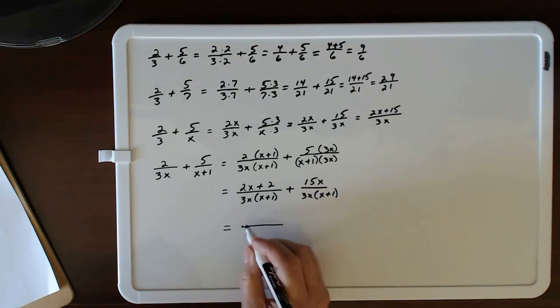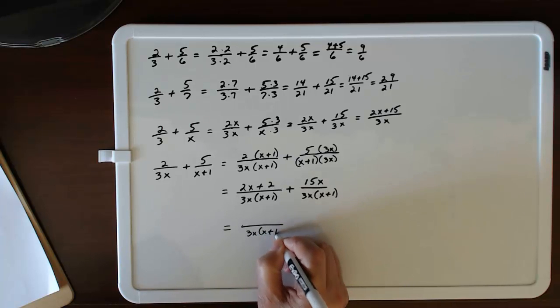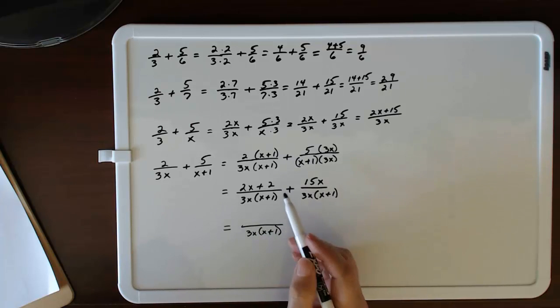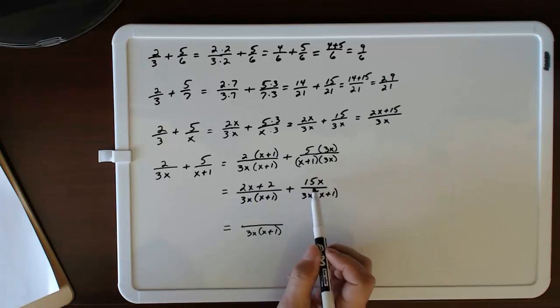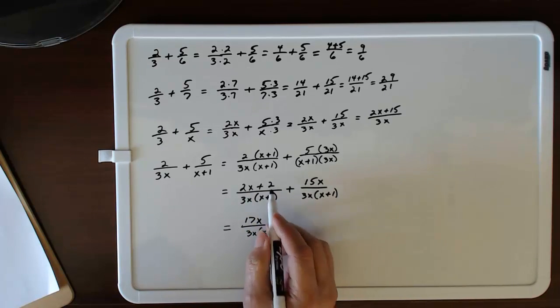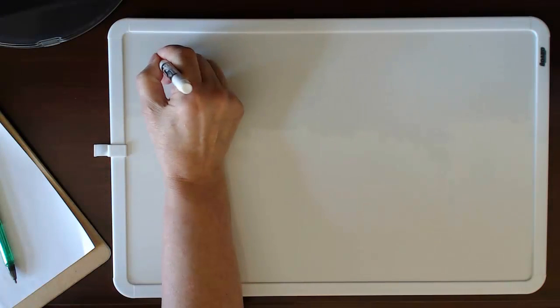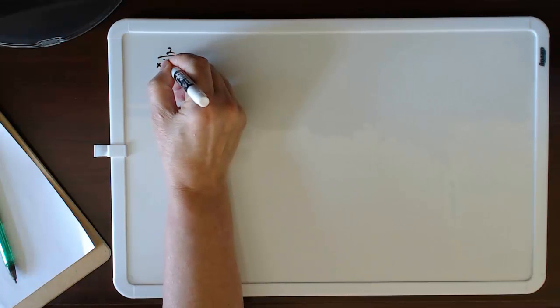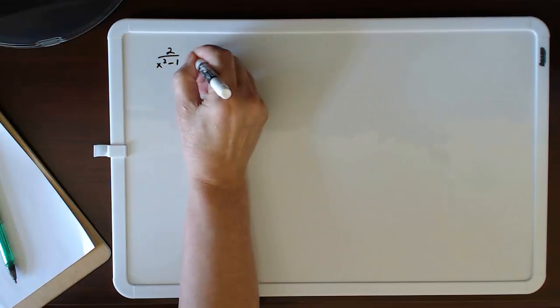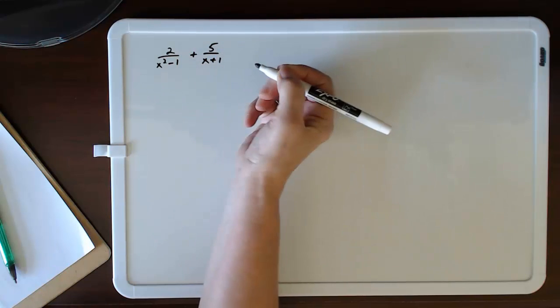The denominator is 3x times x plus 1, and we add the numerators. 2x plus 15x is 17x plus 2. This is our answer. Let's add 2 over x squared minus 1 plus 5 over x plus 1.